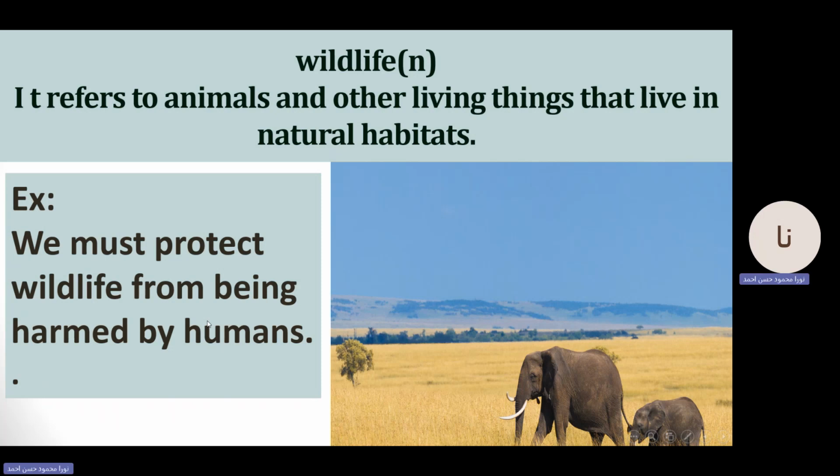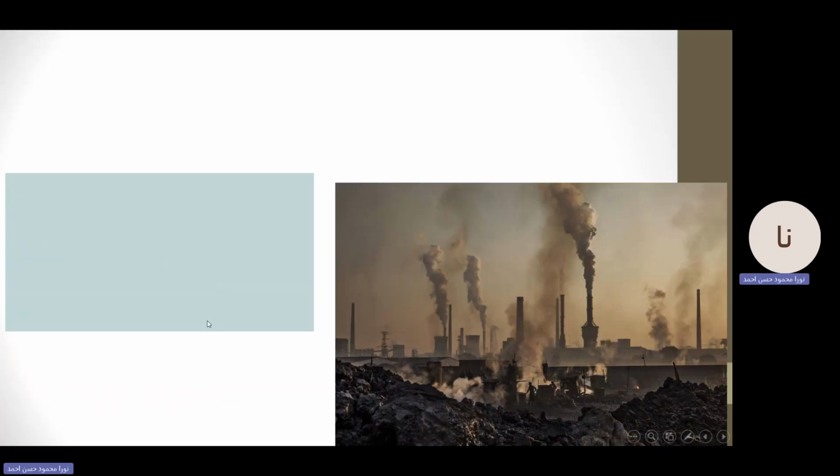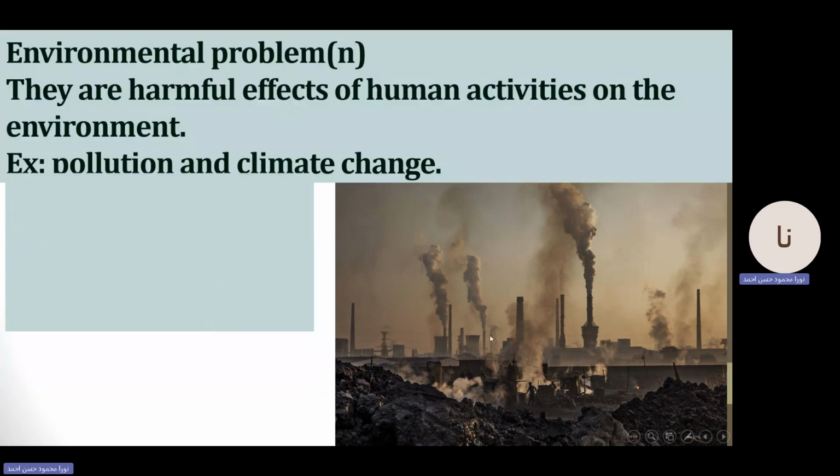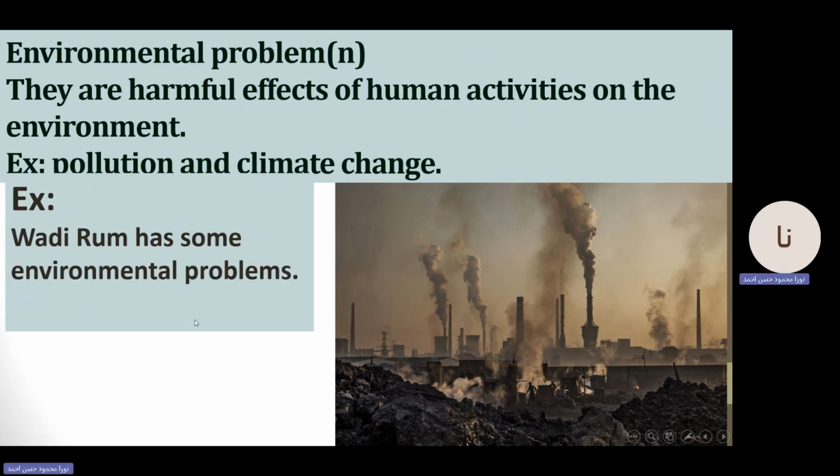The next word is environmental problems. Environmental problems are harmful effects of human activities. Can you see what's happening in the pictures? Yes, this is a factory, and there is a lot of smoke here, and this, of course, is man-made, and it harms the environment, like pollution and climate change. For example, Wadi Rum has some environmental problems.